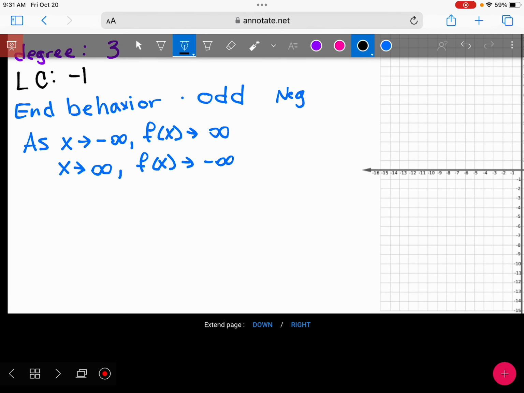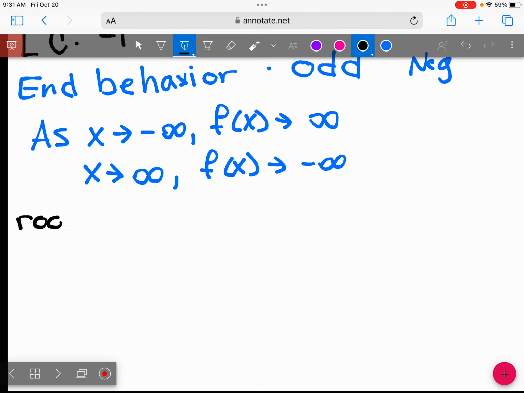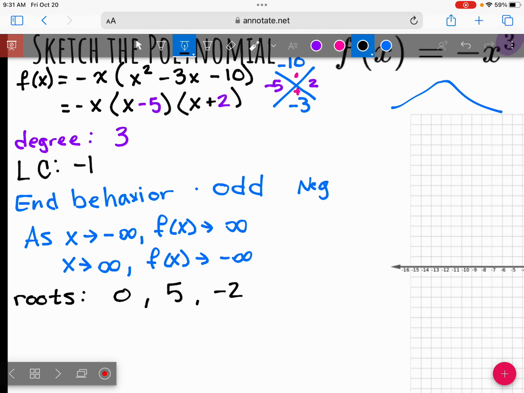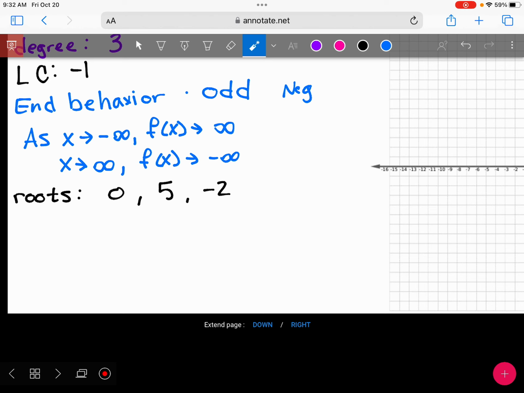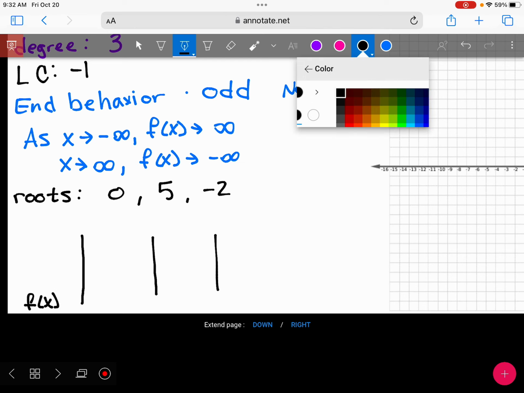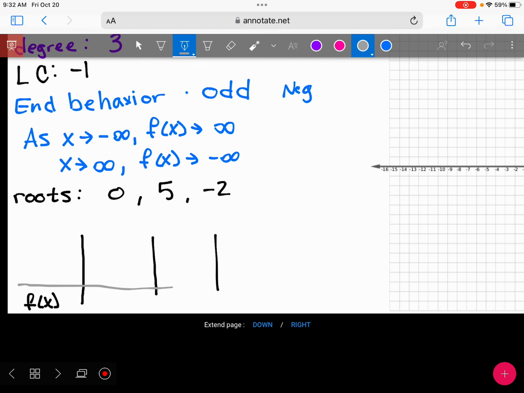Where are our roots or zeros? 0, 5, and negative 2. We can tell that from our factored form. So then we're going to do our positivity. That's where we do the little table looking thing. I need to make sure I have space for f of x on the bottom. 1, 2, 3. Oh, glad I gave myself more space.